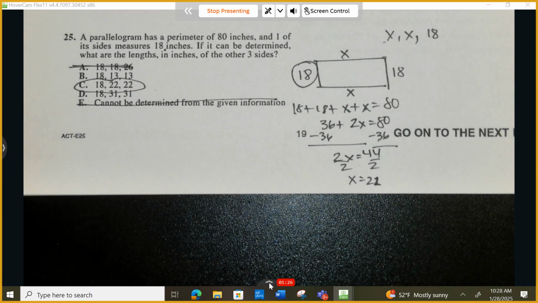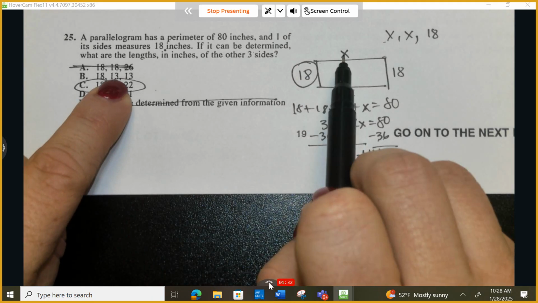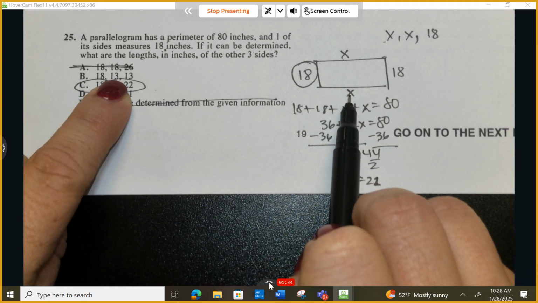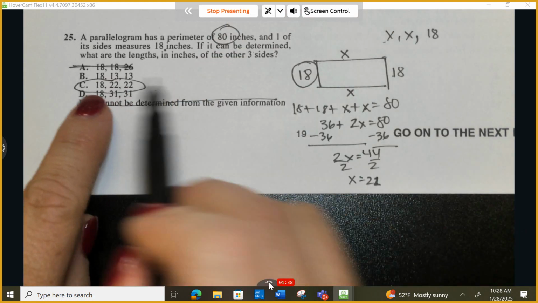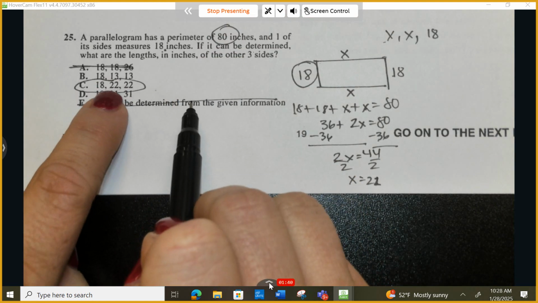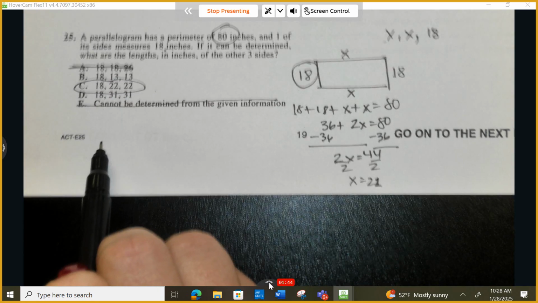Now, you didn't have to do that. If you're like, Miss Bradley, I'm not very good with the algebra part, what else could I do? Then you're going to try. You're going to test 13. You're going to go 13 plus 13 plus 18 plus 18 and see if you get 80. If you don't, go on to the next one. 18 plus 18 plus 22 plus 22 doesn't equal 80. Only one of these options will add up to 80.